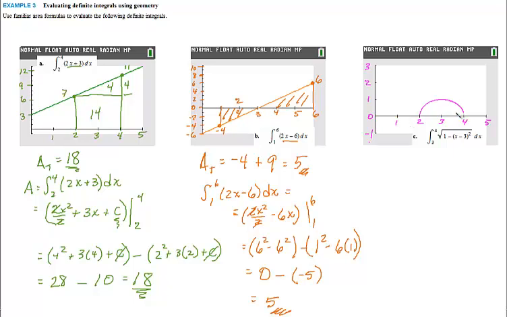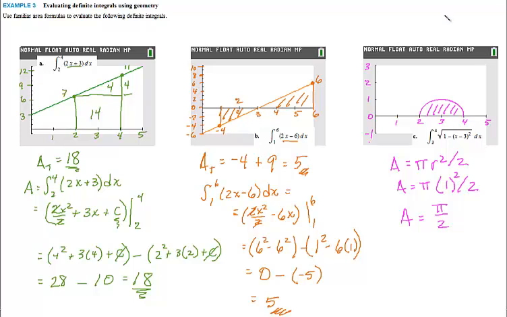Right, this is half a circle. Area of a circle is pi r squared. Looks to me as though I have a radius of 1 here. Area equals pi times 1 squared, but I only have half of it, so I'm going to divide this by 2. My area here will be pi over 2. This particular function is not easily integratable.